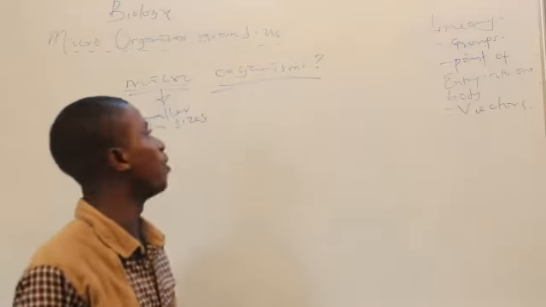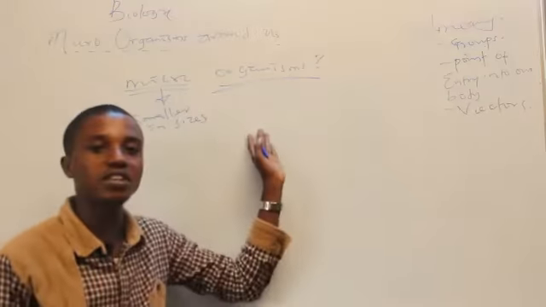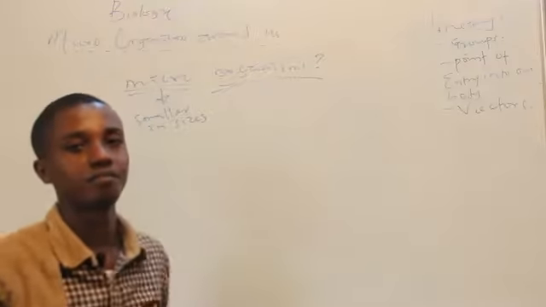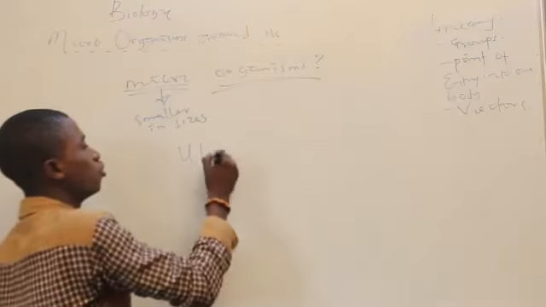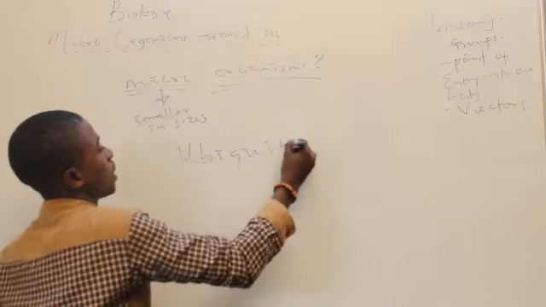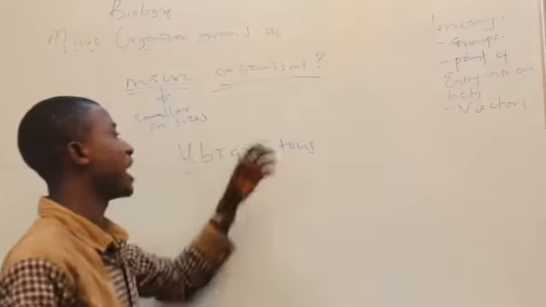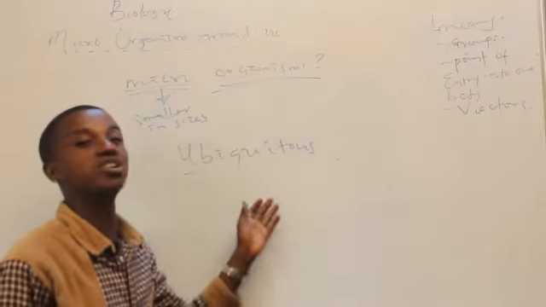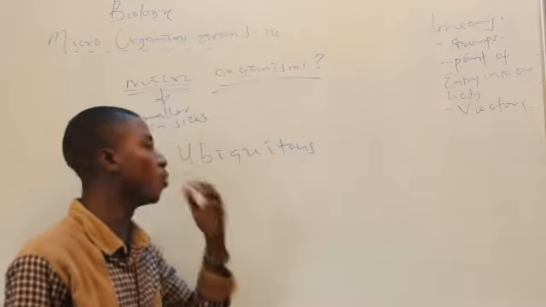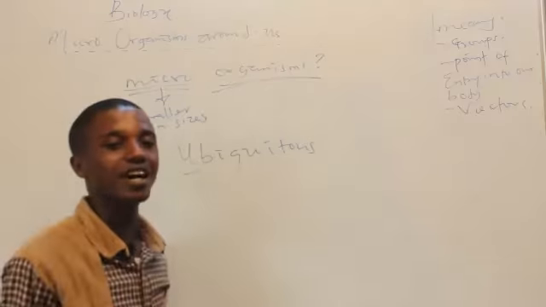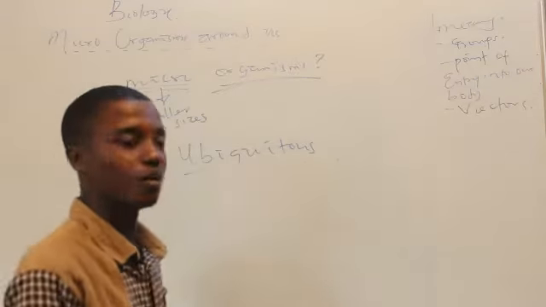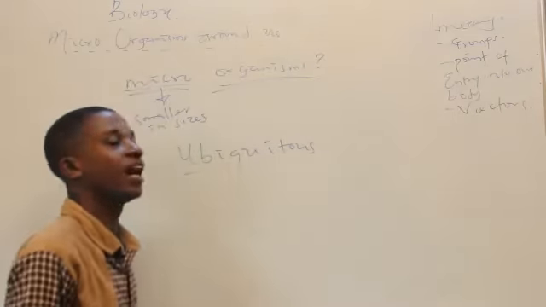Are you with me? Now, one major attribute of microorganisms is that they are everywhere. And so we say they are what? Ubiquitous. They are ubiquitous. They are everywhere. They are on trees, on land, in the water, in our clothes, in our body, everywhere.